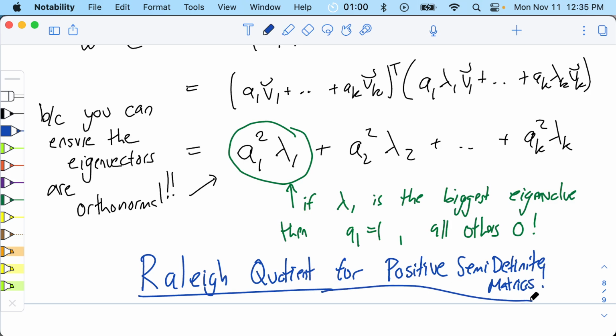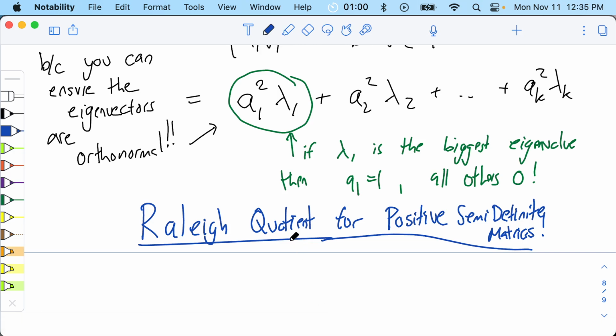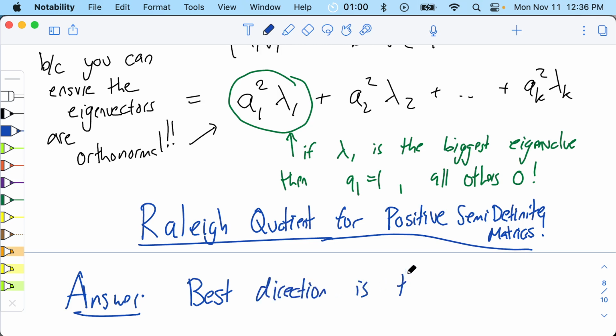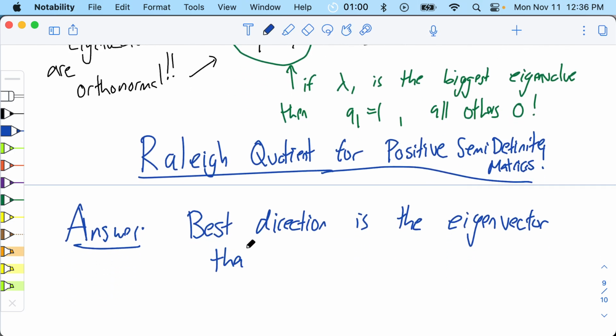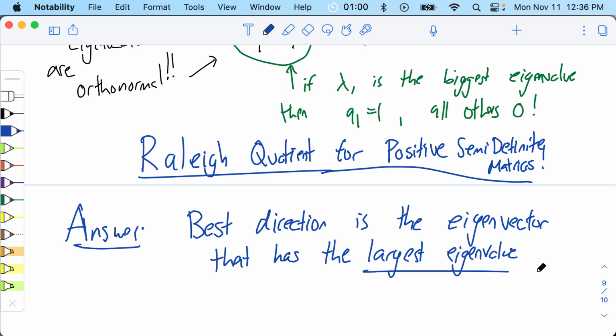Okay, so what's the answer? The final answer: the best direction is the eigenvector that has the largest eigenvalue. Okay, so that's the final answer.